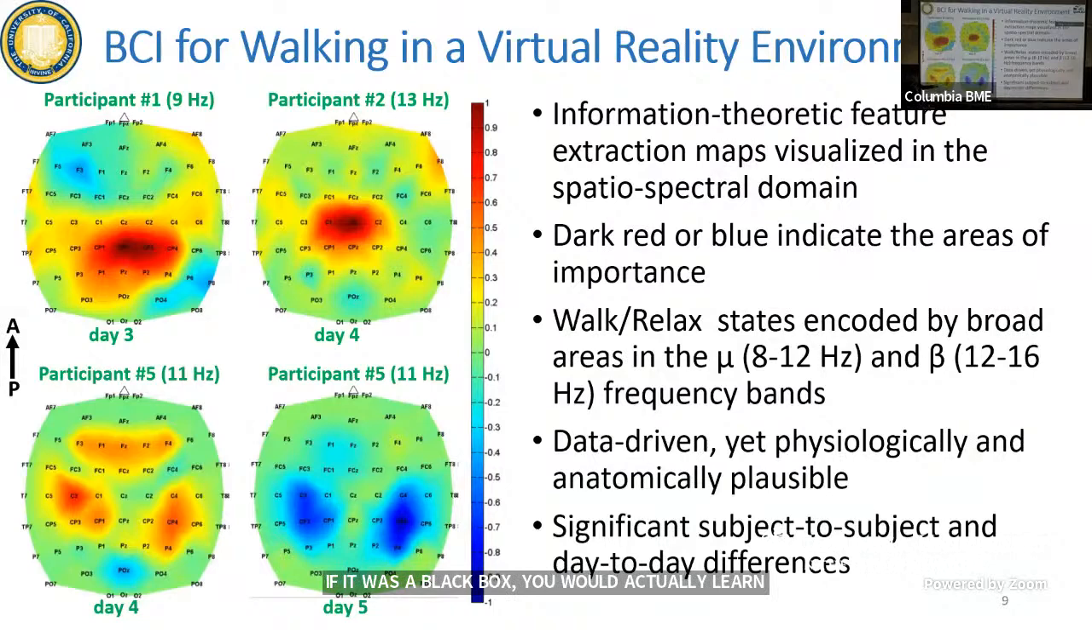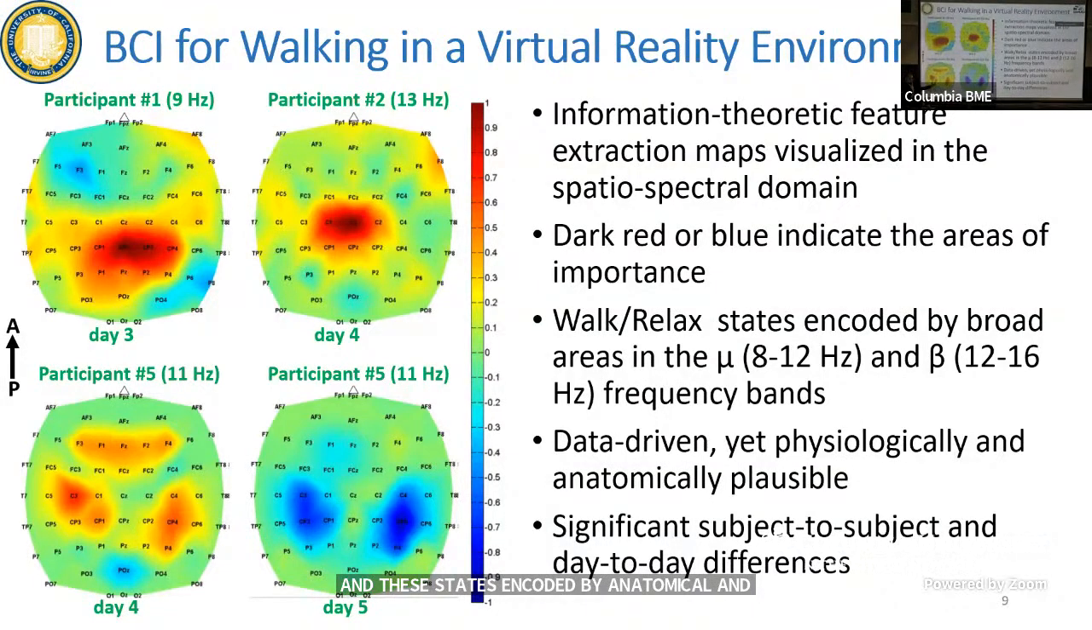What you see at the bottom is a little bit of arm, a bilateral area. And again, this is not surprising because as you imagine yourself walking, there's always arm swing because it's part of our gait. Nobody walks with their hands still. So this is perhaps not surprising, but the take-home message here is that these information theoretic extraction maps can be visualized, and then these states turned out to be encoded by anatomically and physiologically correct areas and correct frequency bands. And so this is all data-driven.